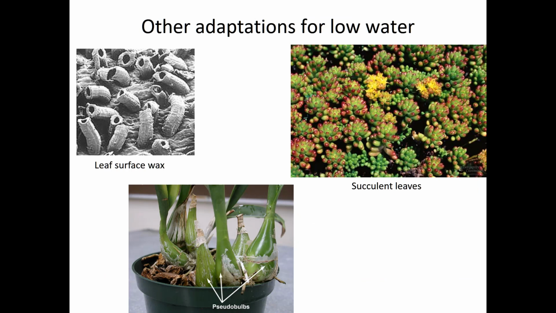Some other adaptations for low water conditions while still acquiring CO2: some plants will have these long tube-like extensions of wax, and at the bottom of this tube-like extension is where the stomata are. But the idea here again is to maintain sort of a medium moisture environment where CO2 can still diffuse down these little tubes, get to the stomata and be pulled into the plant while minimizing water loss because of, say, wind or convection across the surface of the leaf.